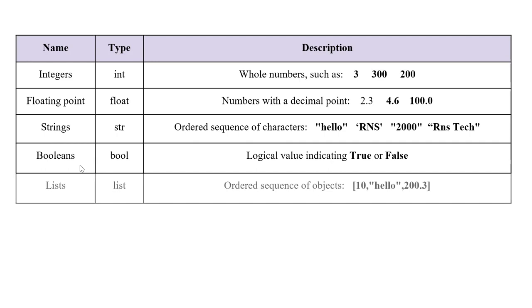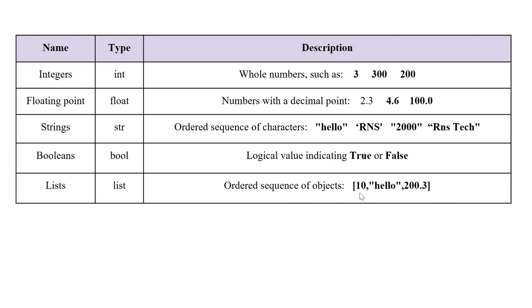Next we have lists. Maybe if you have an idea about C programming or some other language, we say array. It is a sequence of objects. The name itself says it is a list of elements. So the type is list, and a list is an ordered sequence of objects. But how do we define a list? It should be defined in square brackets.